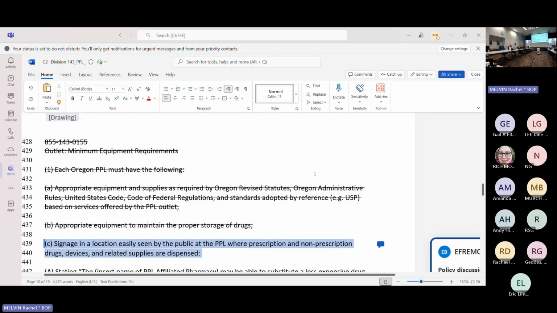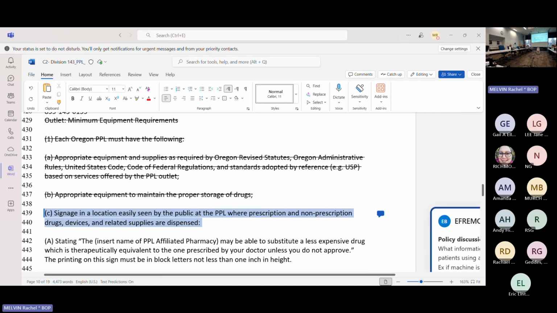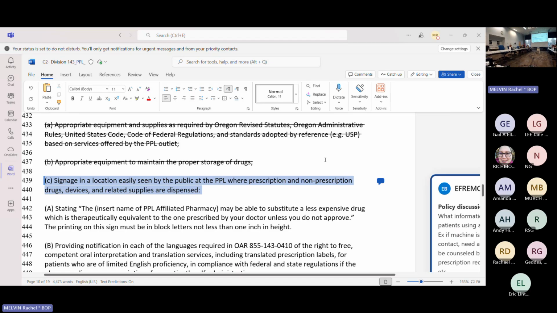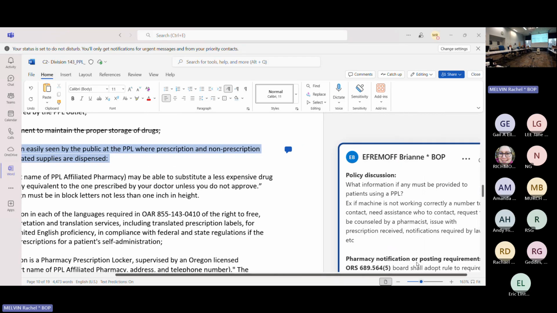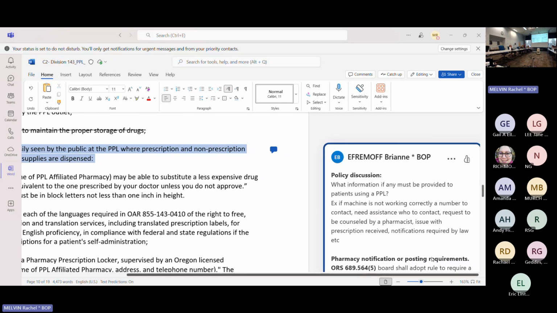You don't need to talk about C, right? Signage in a location easily seen by public, that's what we're talking about. Staff member Efremoff, if there's any other things about really communicating with patients, if there's anything that might need to be posted on or information conveyed from that machine, or device is the better word, that needs to communicate to the patient or via the prescription, whatever you think the patient should know when using this, or more limited if you would like.